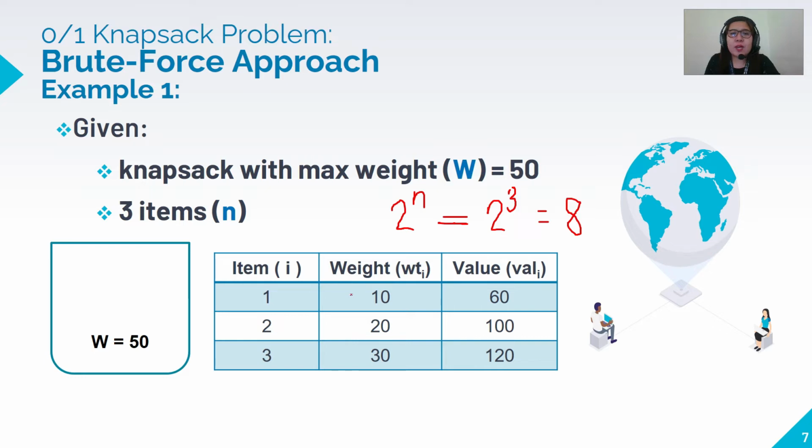And we have here its corresponding weight and value. For item 1, weight 10, value 60. Item 2, weight 20, value 100. And item 3, weight 30, value 120. Okay, let's try to have the table of those possible combinations.